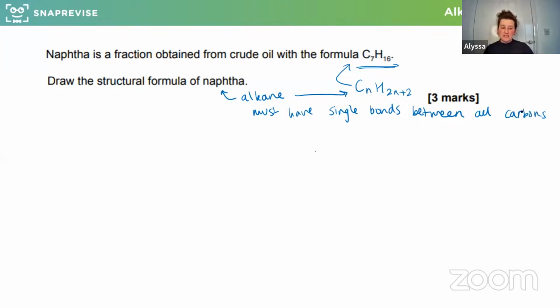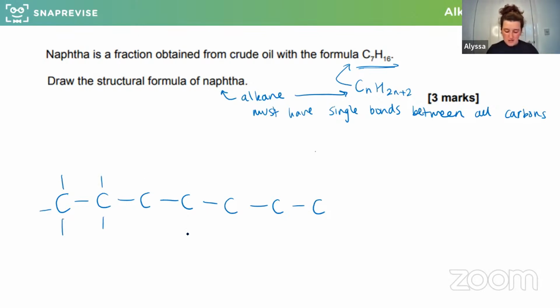So although we've never seen this chemical before, we've got no idea what naphtha is, we don't have to know. This is an application of knowledge question. This is actually a question from the AQA combined foundation paper. So we don't have to know what naphtha is, but we can work it out. We've got all the skills we need to work it out. So it must have single bonds between all carbons, and there's got to be 7 of them. So let's just count. 1, 2, 3, 4, 5, 6, 7. 7 carbons. Each carbon is in group 4. That means it's got 4 outer shell electrons, which means it's going to want to make 4 bonds to get a total of 8.